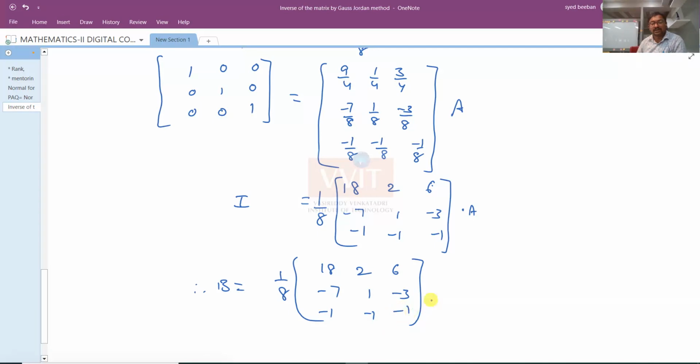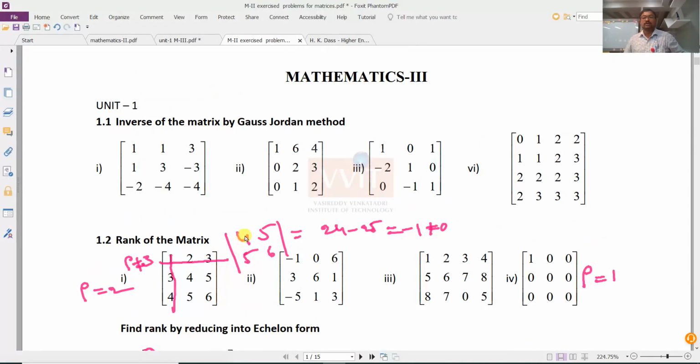So like this, we may calculate the inverse of a matrix. Similarly, you may try these problems.